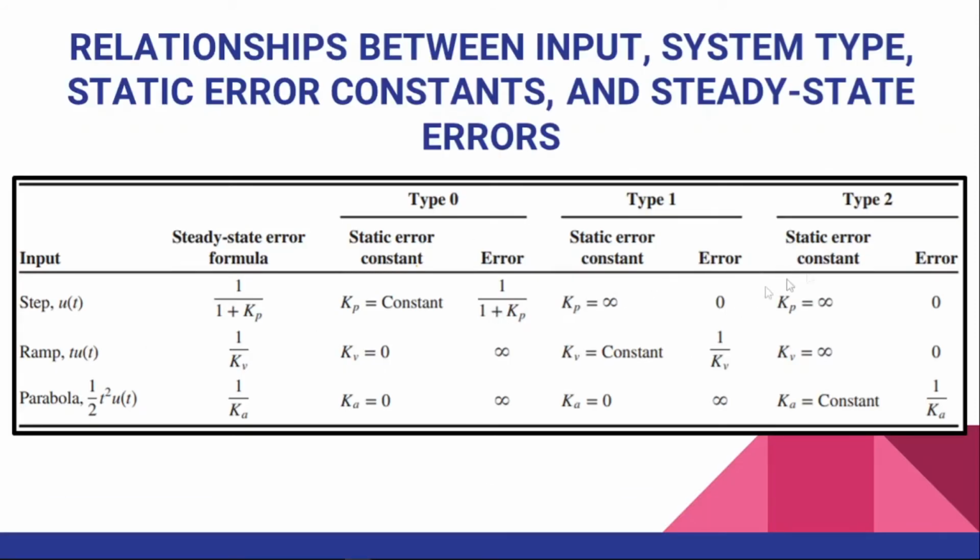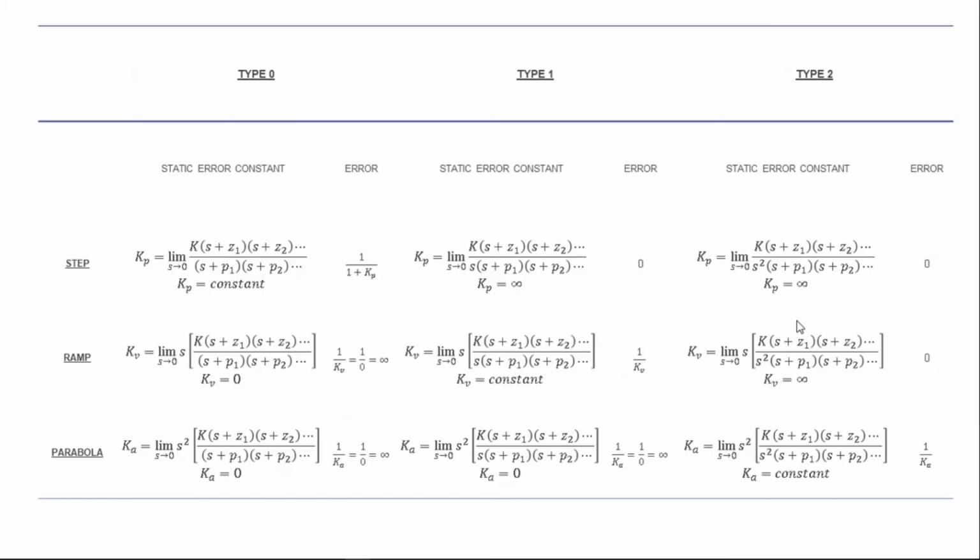So for type 2 systems, the static error constant will also be equal to infinity. As we all know, a type 2 system has an s squared here. So if we evaluate this, s squared will also be equal to 0, which makes the whole denominator 0. And so Kp will be equivalent to infinity, and the error value will also be 0, because Kp is equivalent to infinity.